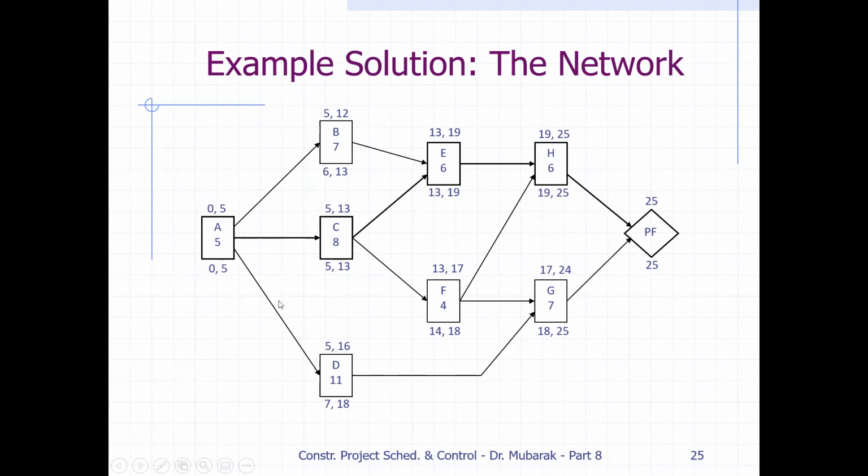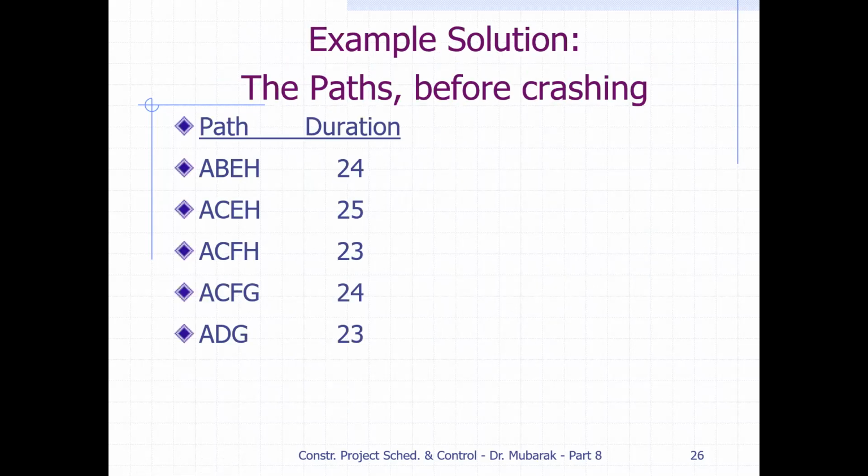So ADG is 5 plus 11 plus 7, so we got 23. This you can work out by yourself. You will see these are the paths without any crashing. So we have A, B, E, H path 24 days, A, C, E, H 25 days, A, C, F, H 23 days, A, C, F, G 24 days, and A, D, G is 23 days.